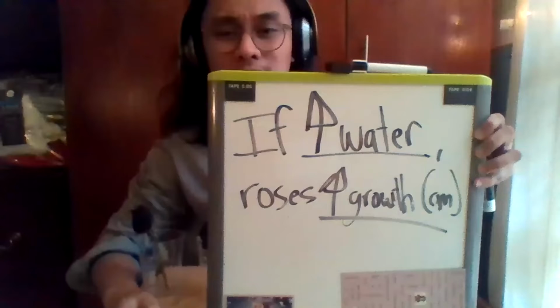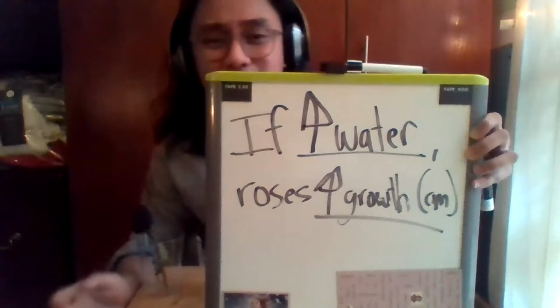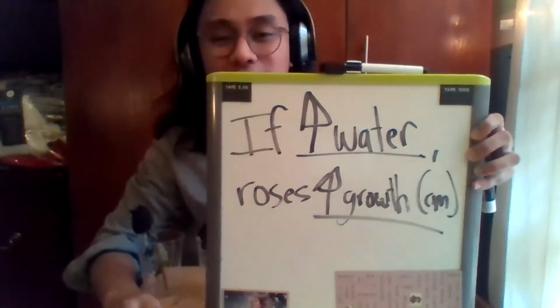As per routine, I first create my prediction. If I keep adding more water, then the plant will grow more. So this is my hypothesis written out: if I increase the amount of water, then the roses will increase in how long they are. Then I need to figure out both my independent variable and dependent variable.